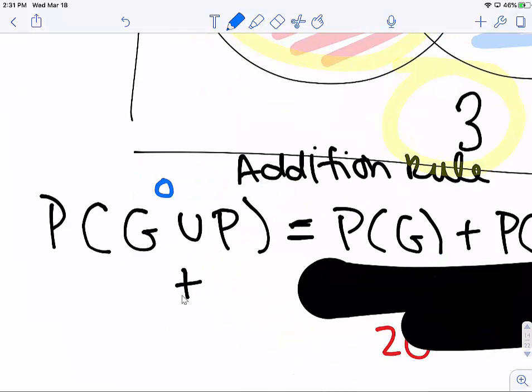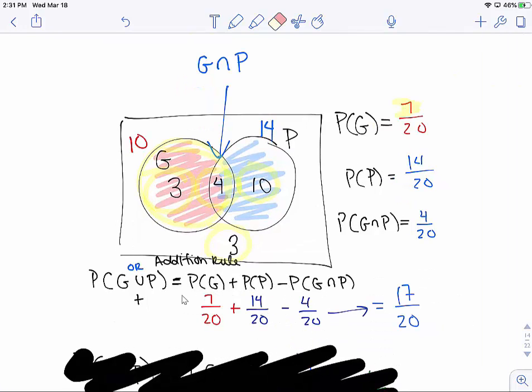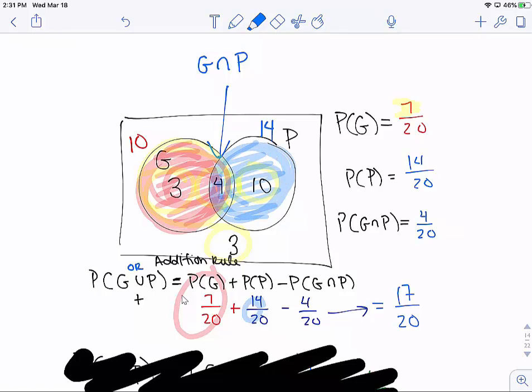If I wanted to find the probability of garage or pool, this means or, okay, this is the addition rule that your notes talked about or your book talked about, where you do the probability of having a garage, so that's everybody in the red circle, plus the probability of having a pool, okay, so that's everybody in the blue circle, but notice I overcounted the middle, so you have to subtract the overlap, or 17 out of 20. And again, if I had this picture, I wouldn't bother to use this formula. I would have just said 3 plus 4 plus 10 and gotten my 17. So that's the addition rule.